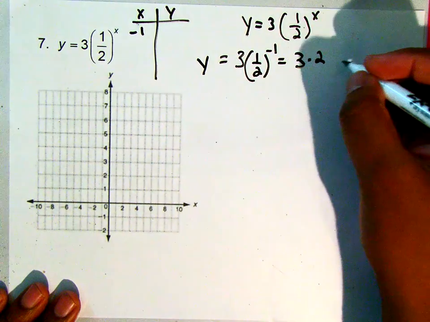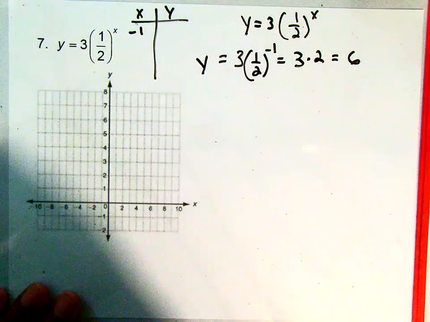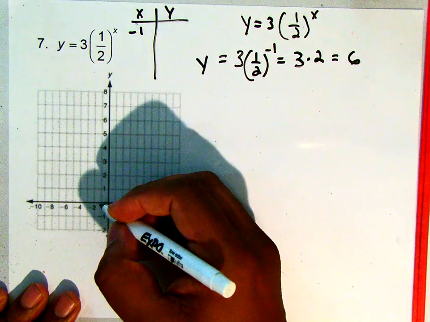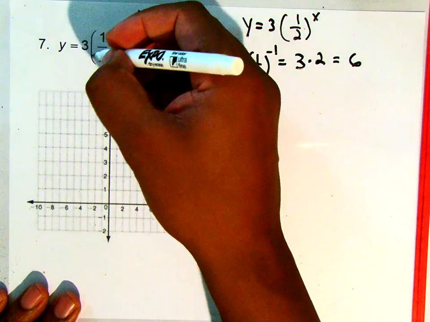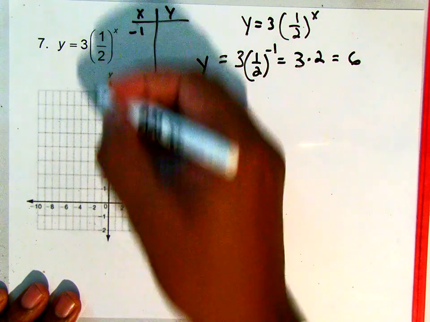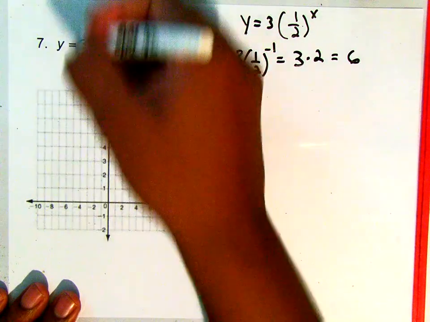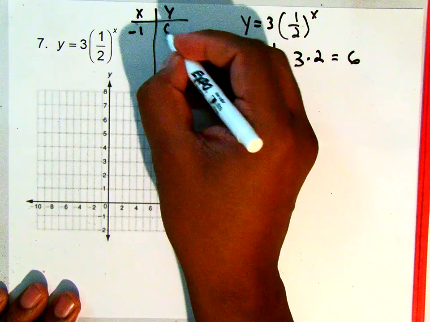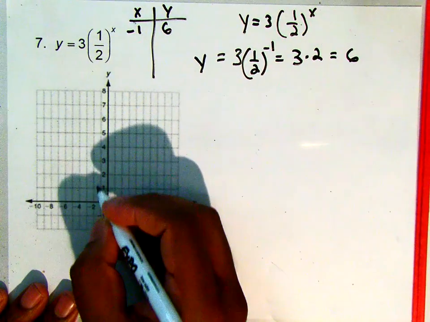And then 3 times 2 would equal 6. And that's way up here. So if I would have did -2, that would have been off the chart here. So anything right here would have been off my graph. So I'm going to go ahead and put -1, which is 6, and plot that out now.